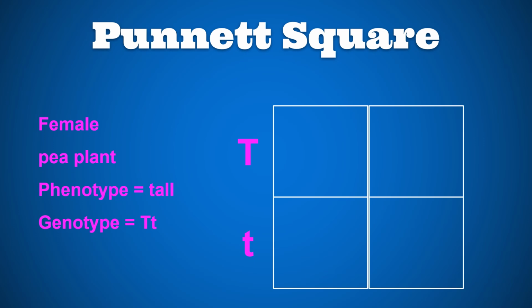We'll use our example of height in pea plants here. The first step is to put the female's genotype to the left of each square, one letter per row. If a dominant allele is present, it goes before the recessive one. These letters represent the female's eggs with the possible alleles. Second step is to put the male's genotype above the square, one letter per column. If a dominant allele is present, it goes before the recessive one. These letters represent the male sperm with the possible alleles.